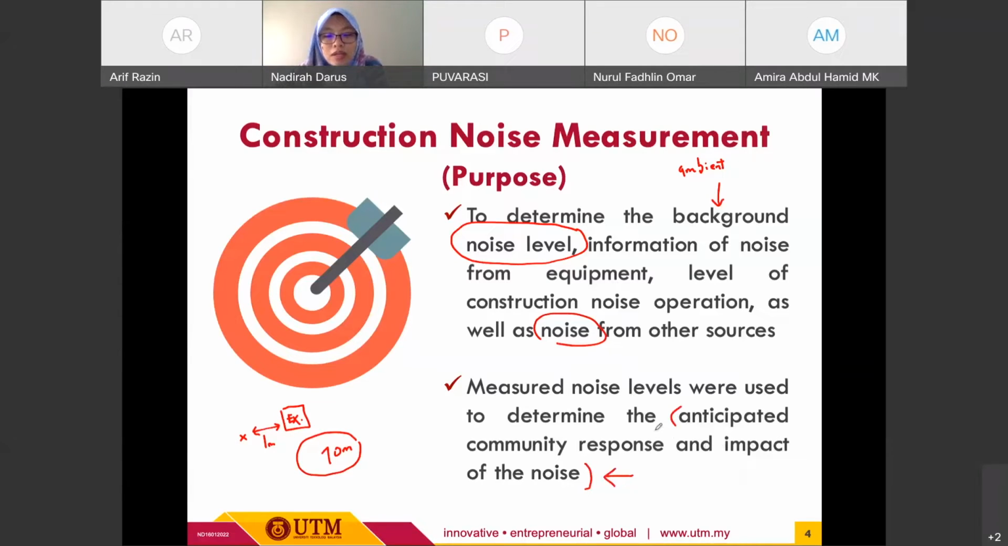So that kita dah boleh predict and kita boleh forecast the potential response by the nearby community or nearby residents and apa dia punya potential impact of the noise. Is it severe, is it acceptable and so on. So nanti kita tengok that part, right?